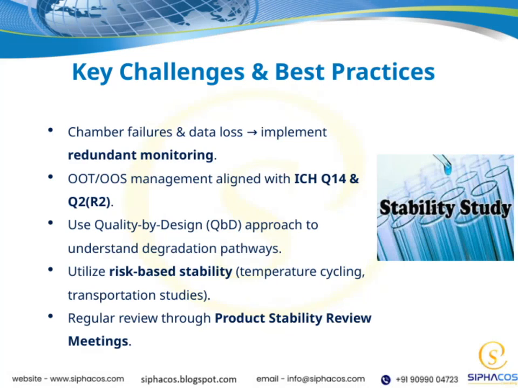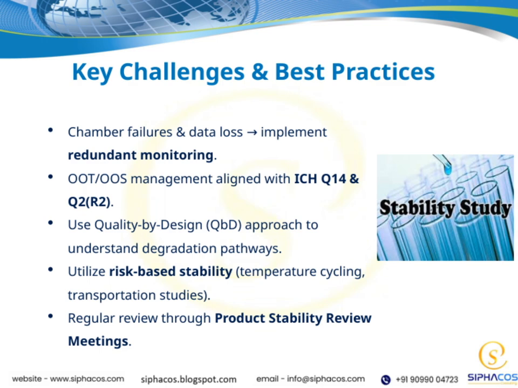Now, let's talk about some of the key challenges and best practices in this area. First, chamber failures and data loss can really impact our processes, so it's crucial to implement redundant monitoring systems to catch issues early and ensure data integrity. Moving on, managing out-of-specification or out-of-trend results should be aligned with industry guidelines like ICH Q14 and Q2(R2), which provide a solid framework for quality control and reporting. Next, adopting a quality-by-design approach helps us better understand degradation pathways. By doing this, we can proactively identify potential stability issues before they become critical.